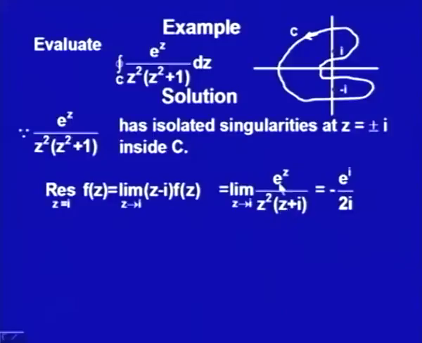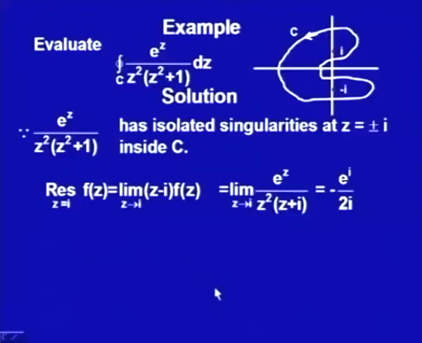This says evaluate this function at z is equal to I. When z is equal to I, the numerator would be e to the power I. In the denominator, z square, that is I square, is minus 1, and z plus I is 2I. So, we get minus e to the power I upon 2I. This is the residue at z is equal to I for this function.